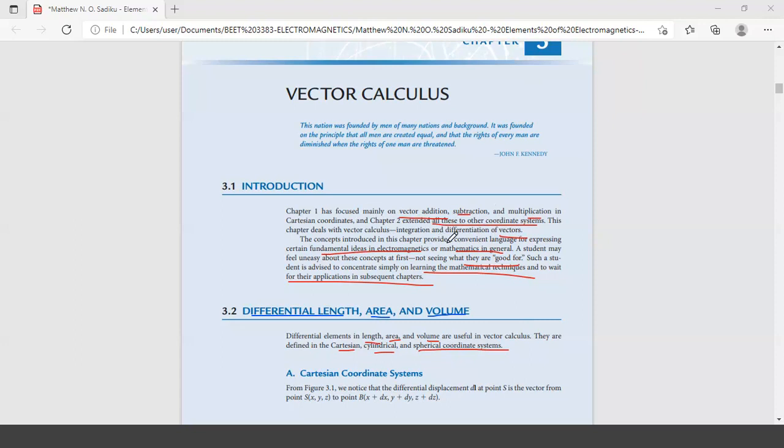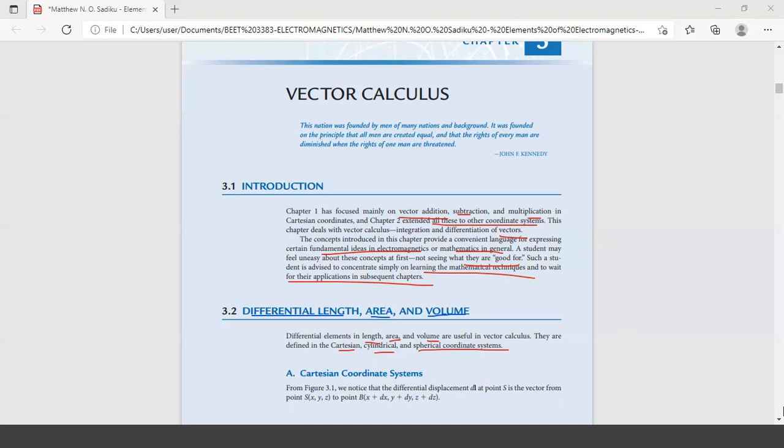The concepts introduced in this chapter provide a convenient language for expressing fundamental ideas in electromagnetics or mathematics in general. Of course, you may feel uneasy about these concepts at first and not see what they are good for, but students are advised to concentrate simply on learning the mathematical techniques and to wait for their application in subsequent chapters. So this introduces the mathematical techniques, and we can apply them further in electromagnetic applications in the next chapter.